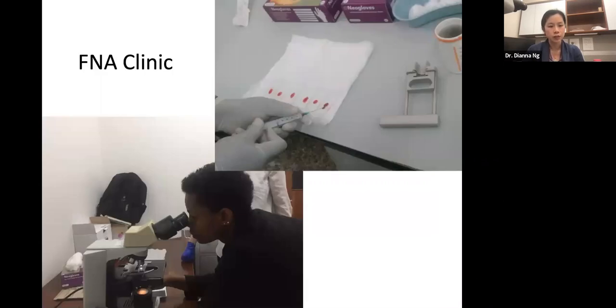So this is just a picture of the clinic. This is again Asteria doing a rapid on-site evaluation, and these are just some slides being prepared.